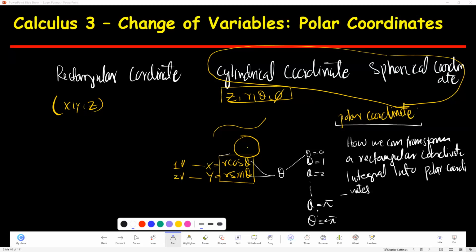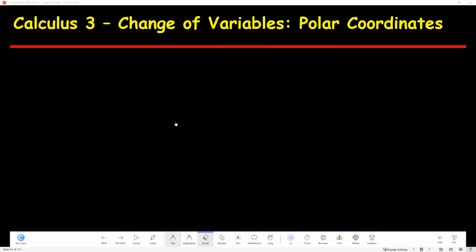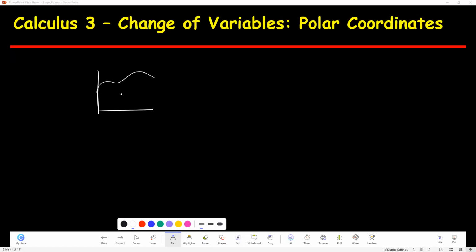I'm going to go side by side to show how it works. In rectangular coordinates, we have a curve like this, and we make a little differential element. If the curve is bigger, you can make a differential element like this. We can call this dx, and this dy. This is the y-axis, this is the x-axis.